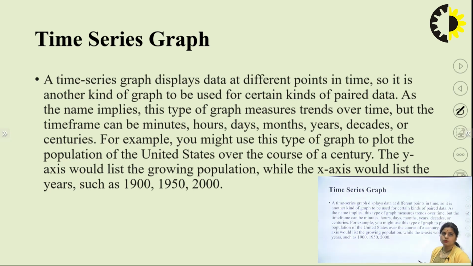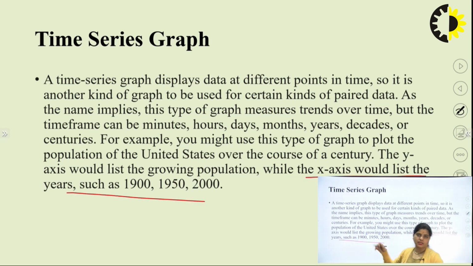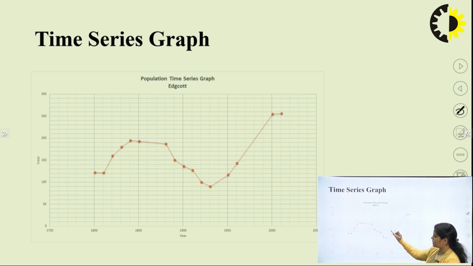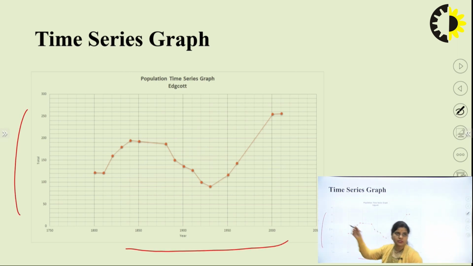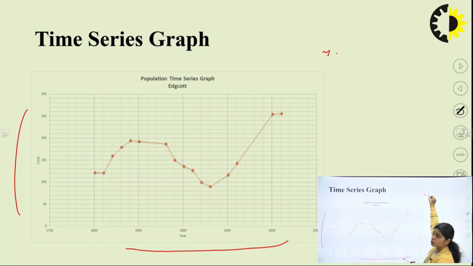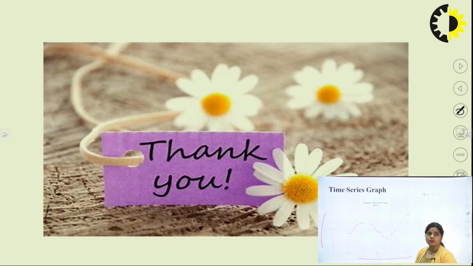Suppose you are going to use this kind of graph for the population of the US over the course of the centuries. The y-axis would list the growing population and the x-axis would list the years, meaning over which years you are going to calculate. So the years can be plotted over the x-axis and the population over the y-axis, as in the given diagram. There are the years and this is the total population, which can be in millions, though that is not displayed here, only the numeric values. We can represent that the y-axis shows the data in millions. This kind of data can be easily represented by a time series graph.